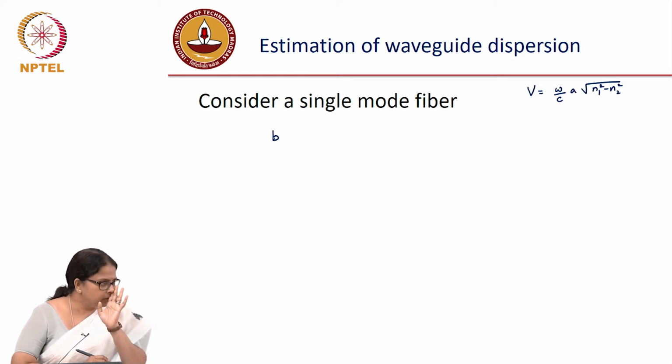And remember, we are talking only about single mode fibers, which means that the V number is always confined between 0 to 2.4048, the first zero of the Bessel function.